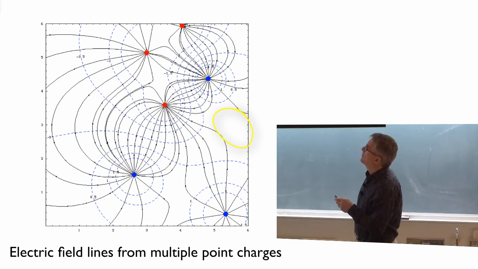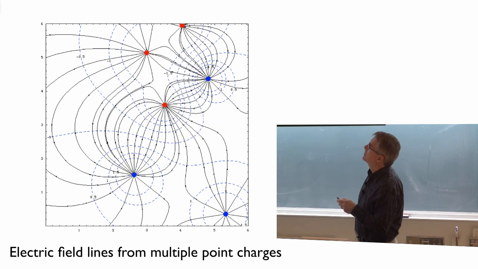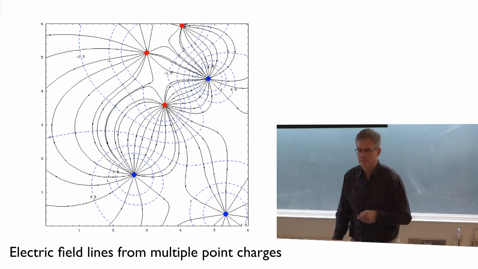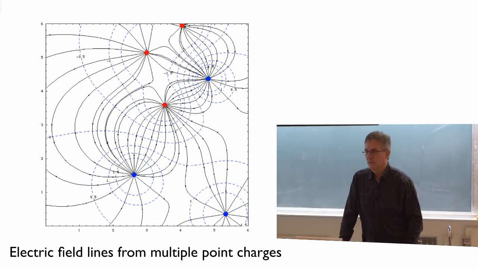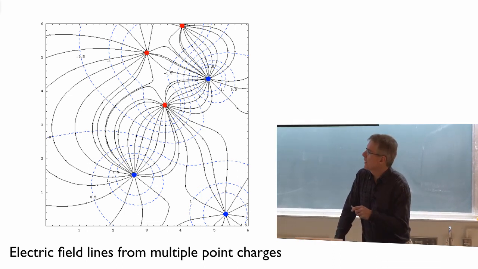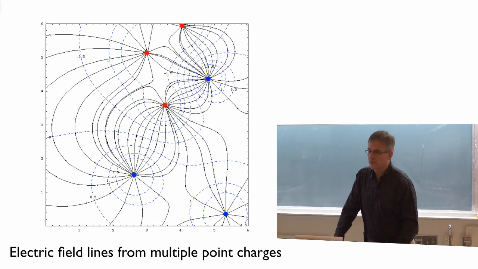But all you would have to do to write a computer program to do this is, for any point in space, calculate the electric field due to each of the charges and add them up vectorially and then draw a line pointing in that direction. And you could, for example, follow those lines like so.